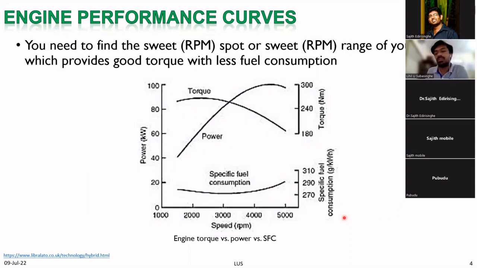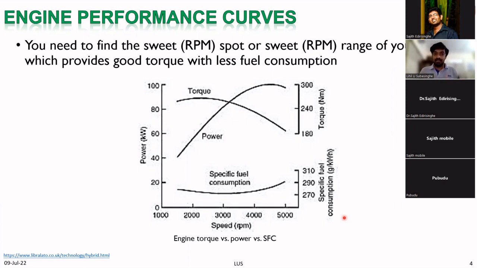If it is a bike, usually it goes up to like 10,000 RPM or 11,000, 12,000. Bike engines usually have a very high RPM. If it is a diesel vehicle, usually the RPM range is somewhere between 0 to 6,000 or 7,000 RPM. The RPM range of a diesel engine is significantly smaller than the maximum RPM of a similar petrol engine.